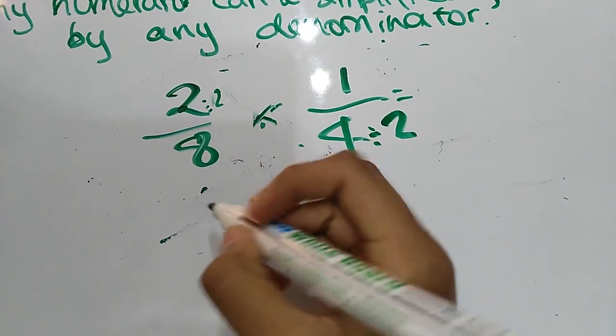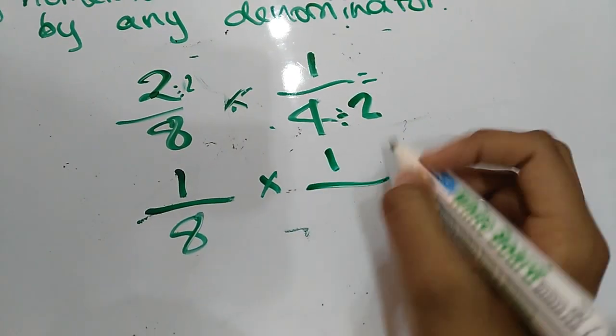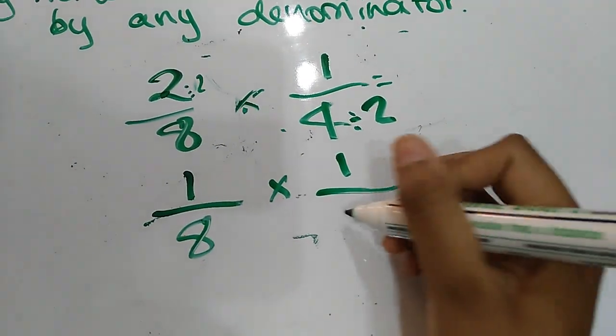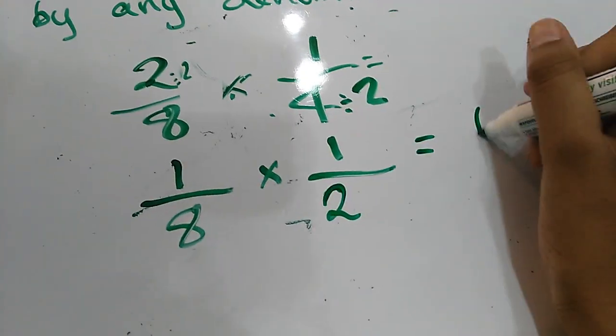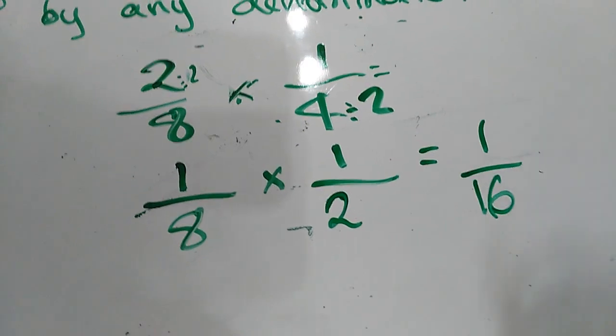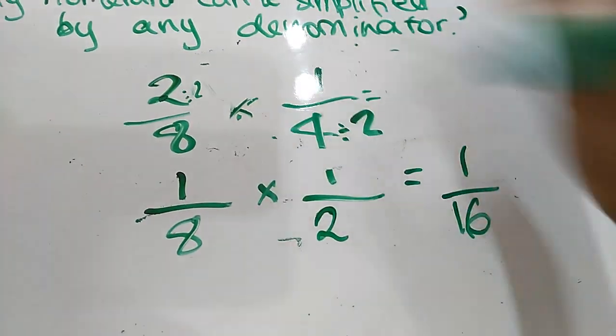So now I would get 2 divided by 2 is 1, over 8, times by 1 over 4 divided by 2, which is 2, sorry. And then I could just work that out: 1/16. Okay, so look for parallels or diagonals.